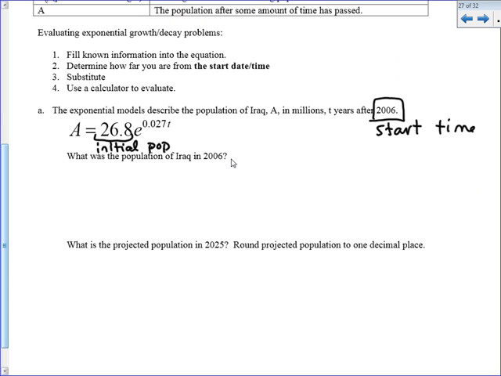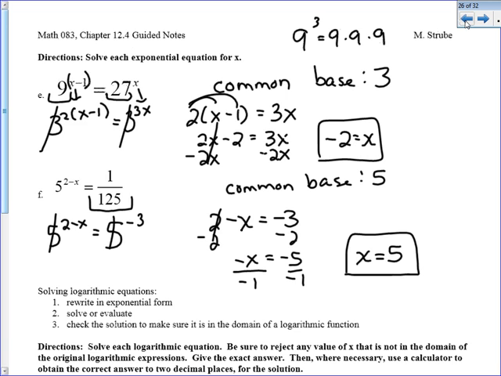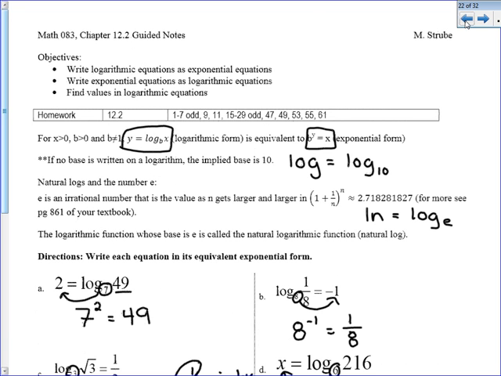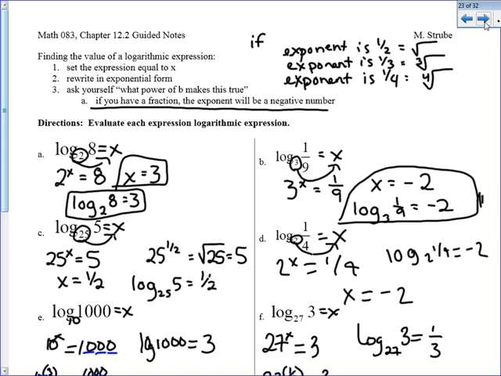Yes? What does the E stand for? E is a number. If you go back, we did this right here. E is an irrational number. It comes from this right here, which is approximately 2.71. So E is just a number. It's not a variable.